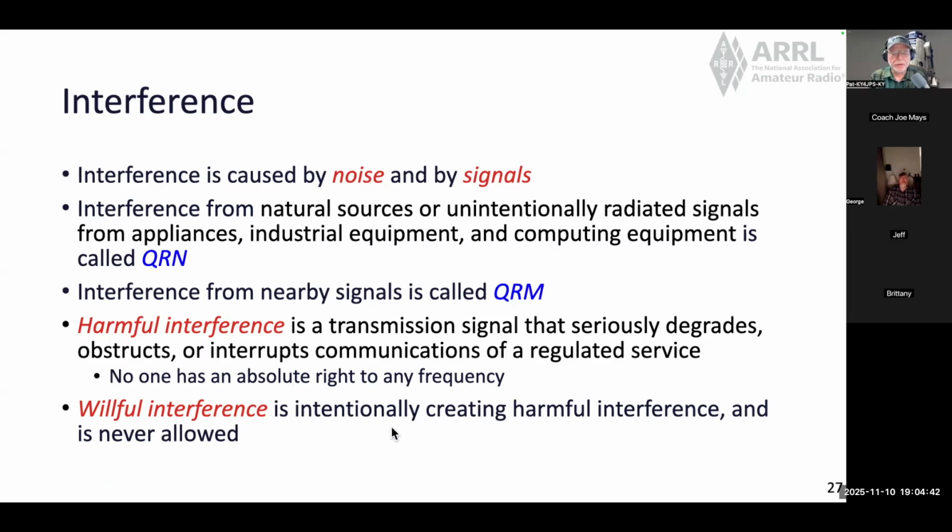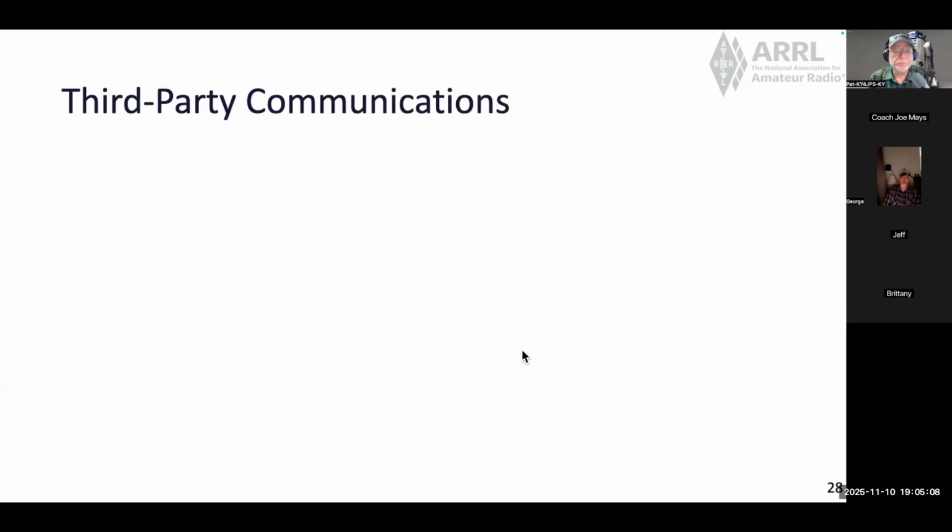Willful interference is intentionally creating harmful interference and is never allowed. Does it happen in real life? Yes. If you're a POTA activator, you'll find that if you get on a certain frequency, somebody will interfere with your transmission because they don't like POTA. And so you've got some, what I call sad hams out there that will do willful interference.